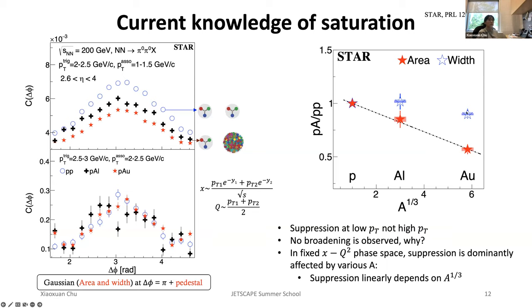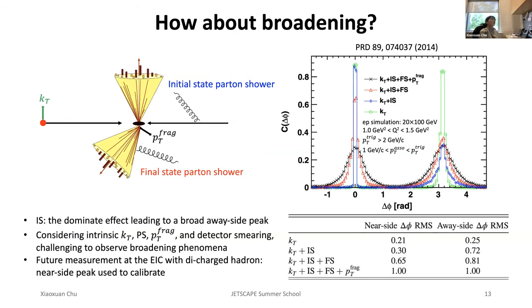And for p-gold, we even saw it decreases slower than one. So for both of the collision systems, we didn't observe the broadening phenomenon. Why? From the simulation studies, let's say in e+p collisions, the gluon saturation is implemented by adding this intrinsic pT, by adding this transverse momentum, the peak, before the collision.